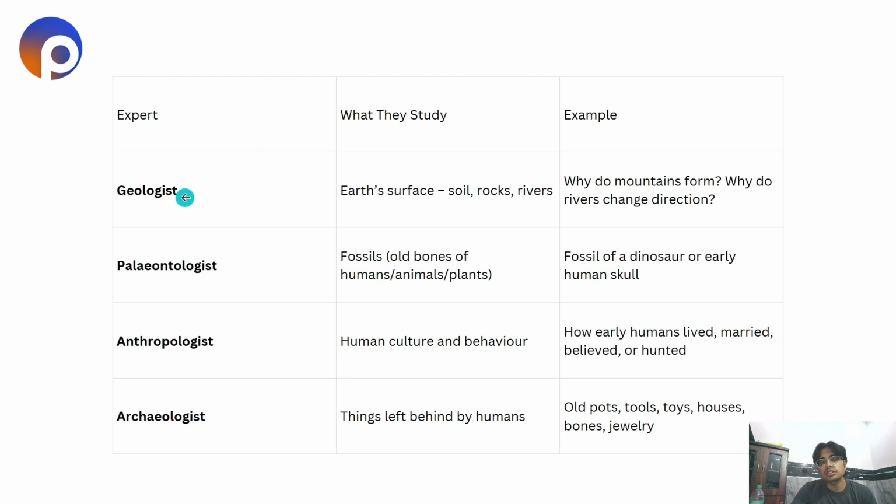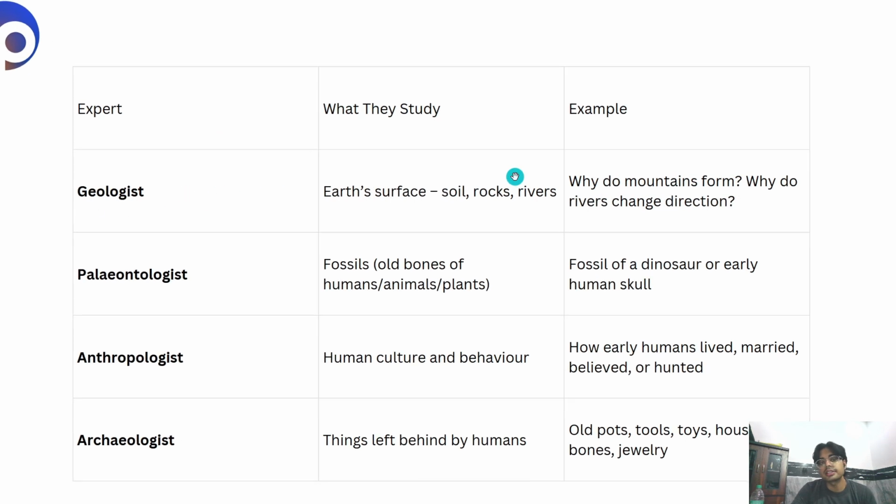Geologists are the people who are interested in studying Earth's surface. They study how the soil, rocks, and rivers are. These people answer some of the questions such as why do mountains form, why do rivers change their direction.